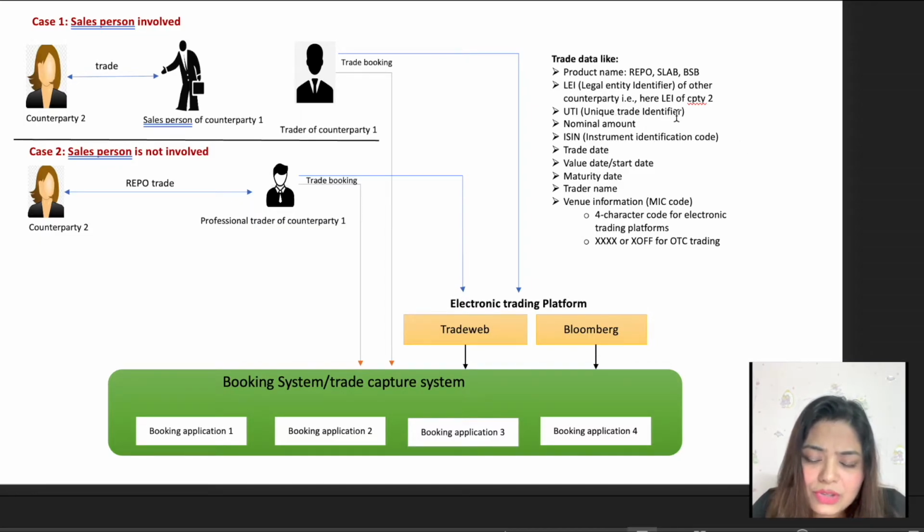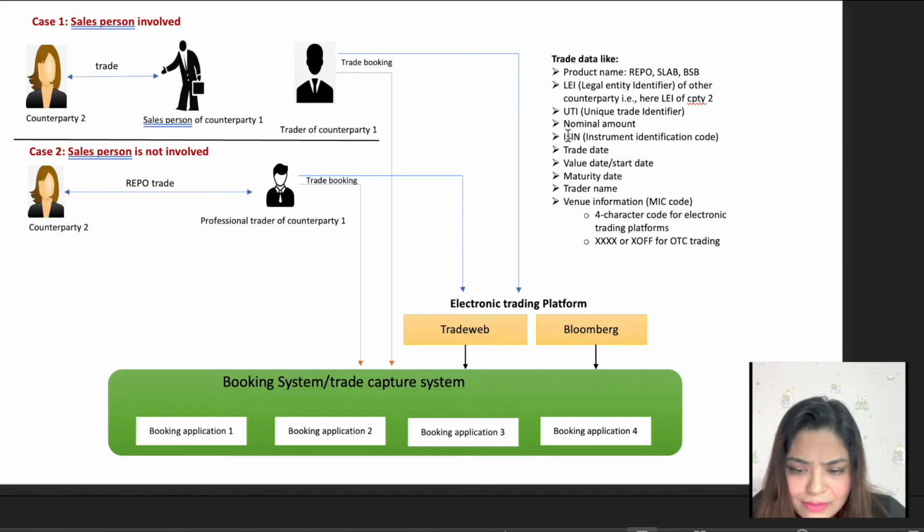Then the information about UTI, that is the unique trade identifier, which is very important for SFTR as well as other reportings like MiFIR reporting. UTI is given to every unique new trade booked. So if you want to know more about UTI and who can generate UTI and how it can be exchanged, then click on the top right corner to know more.